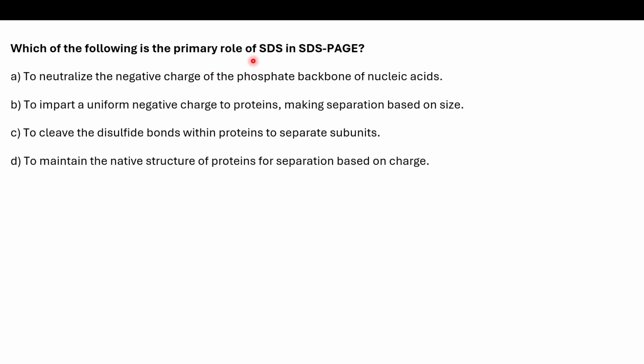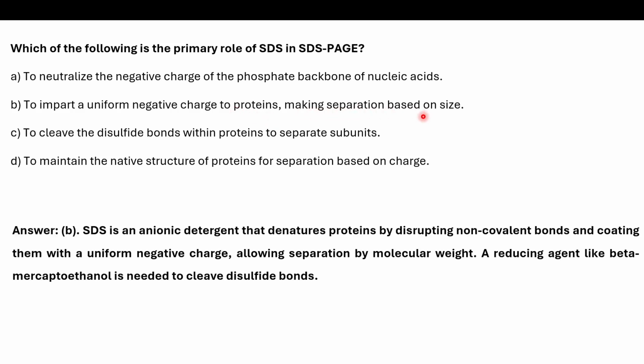This is a detergent, and it is negatively charged. It won't be able to neutralize the negative charge; it itself is negatively charged. So basically what it does is it imparts a uniform negative charge to proteins, making separation based on size. Okay, so SDS is an anionic detergent that denatures proteins by disrupting the non-covalent bonds and coating them with a uniform negative charge, allowing separation by molecular weight. Okay, and we add reducing agents to reduce the disulfide bonds. Okay.